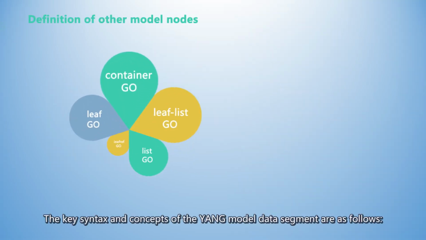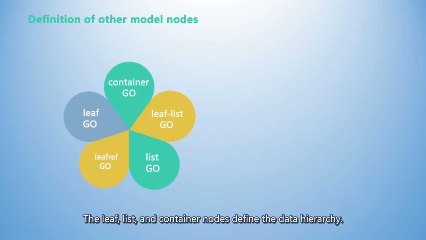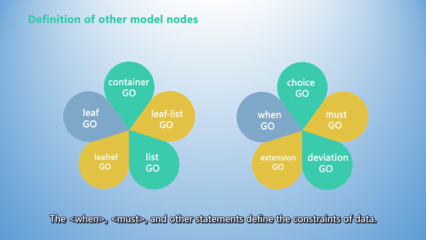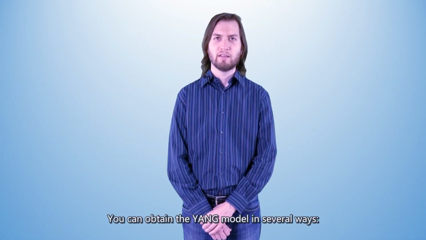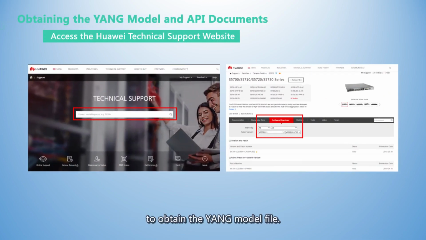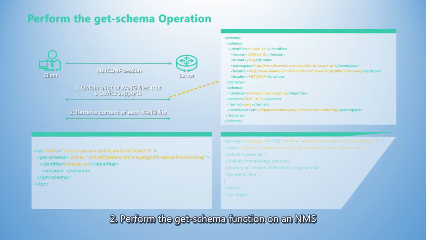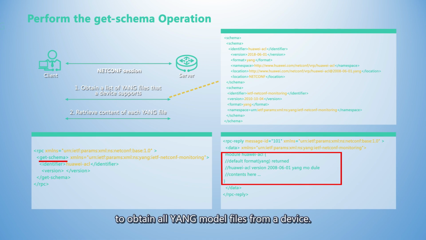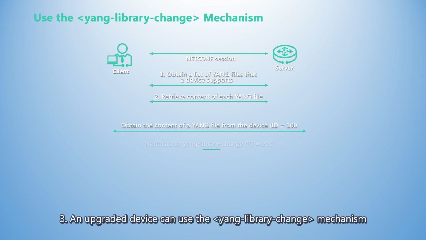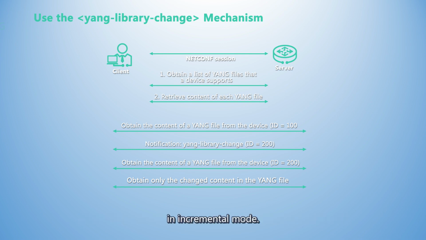The key syntax and concepts of the YANG model data segment are as follows. The leaf, list, and container nodes define the data hierarchy. The when, must, and other statements define the constraints of data. You can obtain the YANG model in several ways. 1. Visit the Huawei technical support website to obtain the YANG model file. 2. Perform the getSchema function on an NMS to obtain all YANG model files from a device. 3. An upgraded device can use the YANG library change mechanism to instruct the NMS to quickly obtain the changed YANG file in incremental mode.